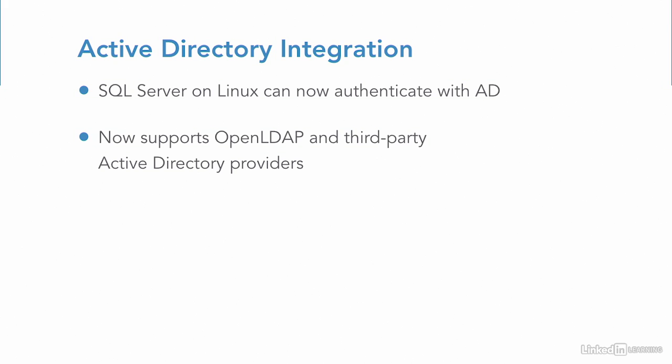SQL Server 2019 on Linux also brings support for OpenLDAP and third-party Active Directory providers, which makes it easier to manage domain-joined Linux servers. So these four major additions to SQL Server on Linux, coupled with a host of additional minor improvements, make Linux installations just as capable as their Windows counterparts. These enhancements will only make it easier for administrators to move back and forth between platforms.